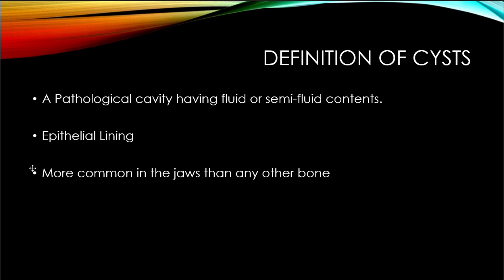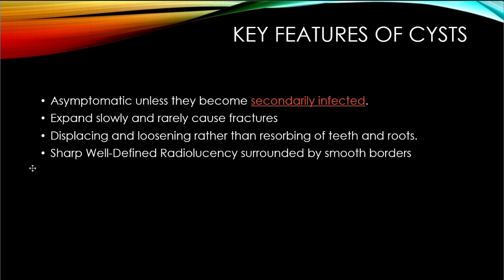Now, to call it a cyst, there are some key features. As I said, it should be a pathological cavity. They're usually asymptomatic unless they're secondarily infected. So the patient can have a cyst for 2 or 3 or 4 years or more, but there are no symptoms whatsoever because there's no infection in it. But once there's an infection, they become symptomatic. They expand slowly, rarely cause fractures, but some cysts can cause fractures.